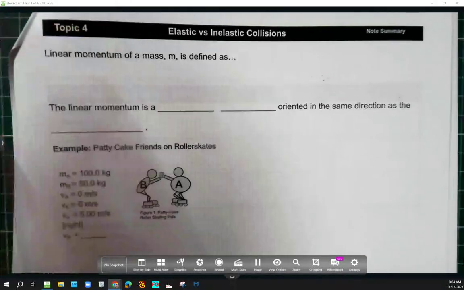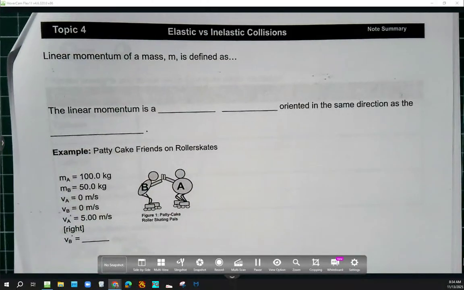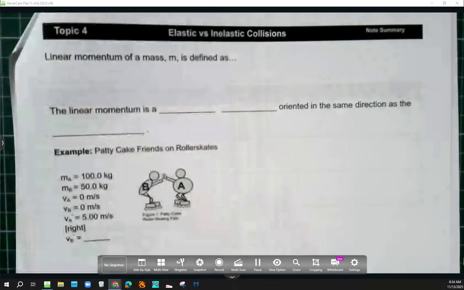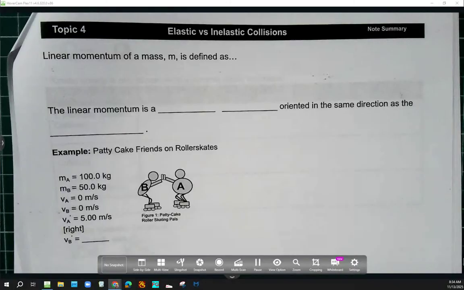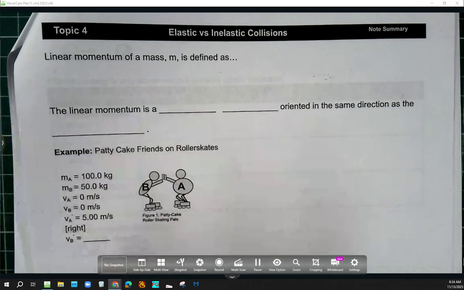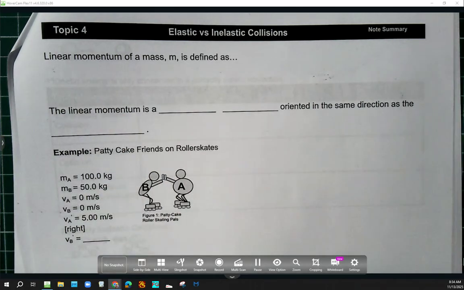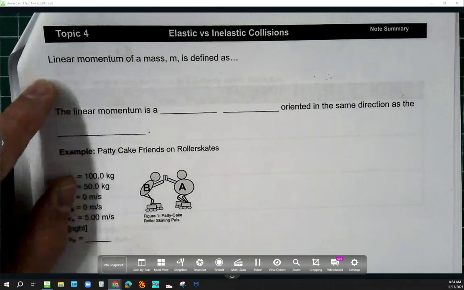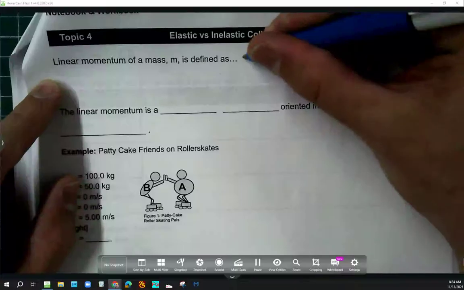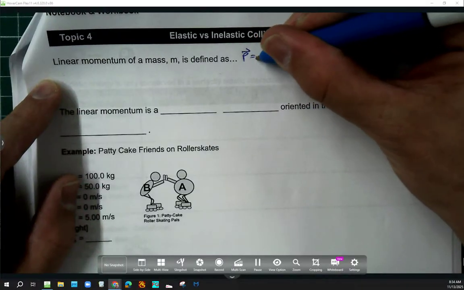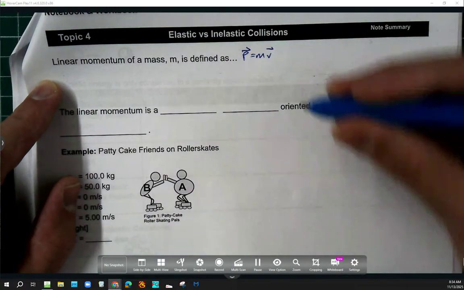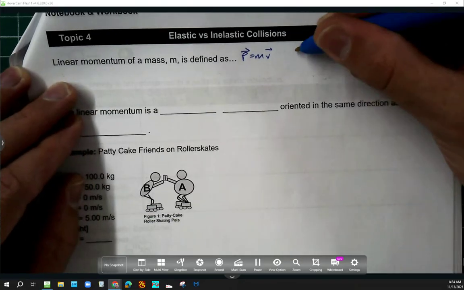All right, so we're talking about linear momentum. Last day, I just kind of spontaneously used the words elastic and inelastic as words that we could use to frame collisions or interactions between bodies. This time we're going to hash it out a little bit more, okay? I've got linear momentum of a mass, and we know that's defined as P equals m times v.